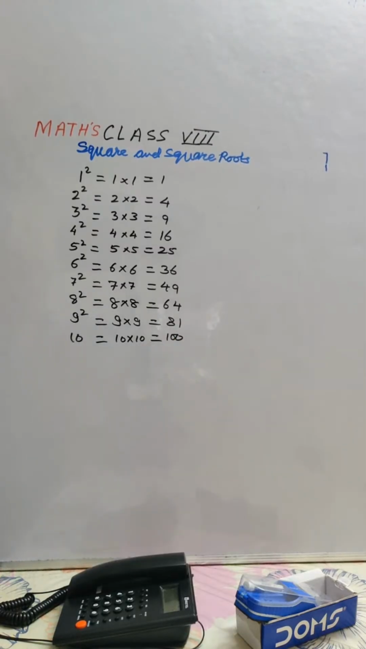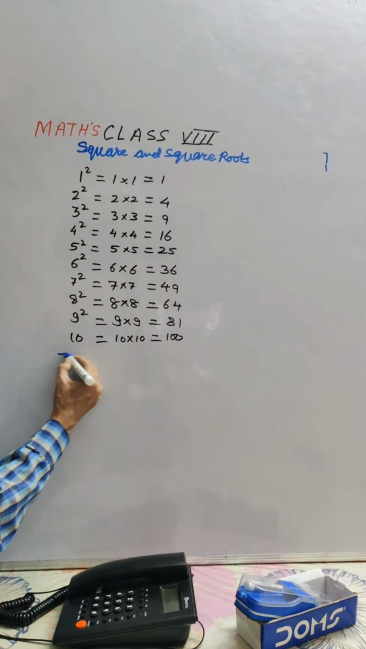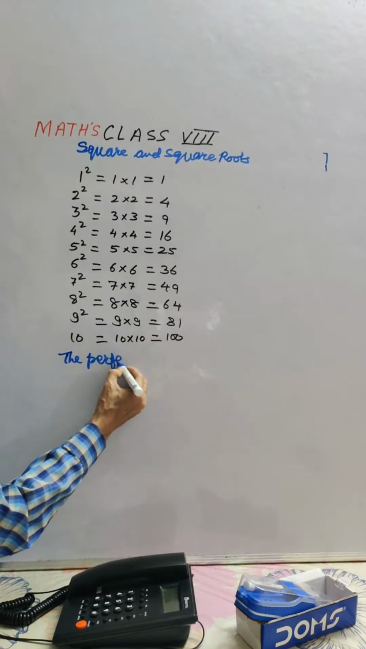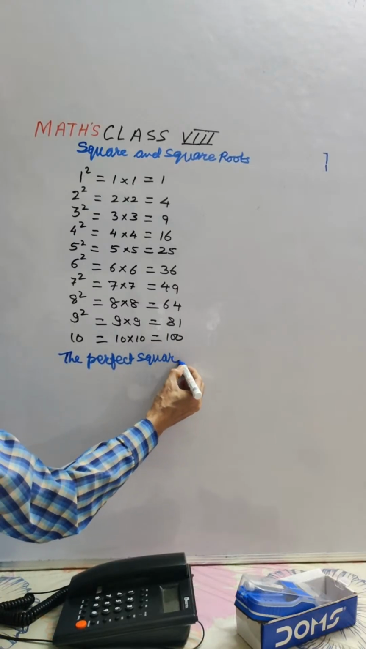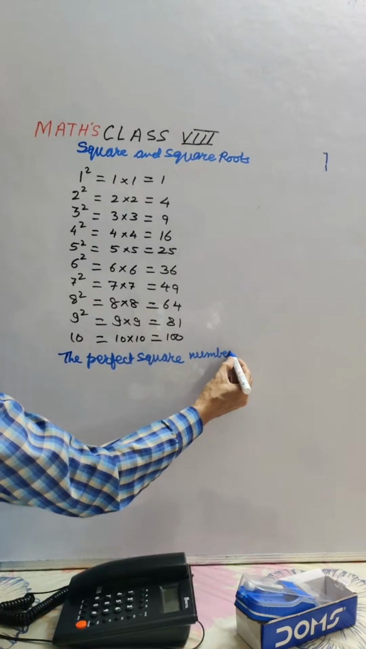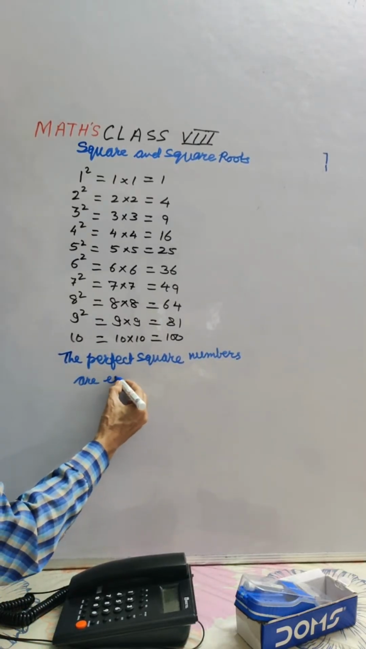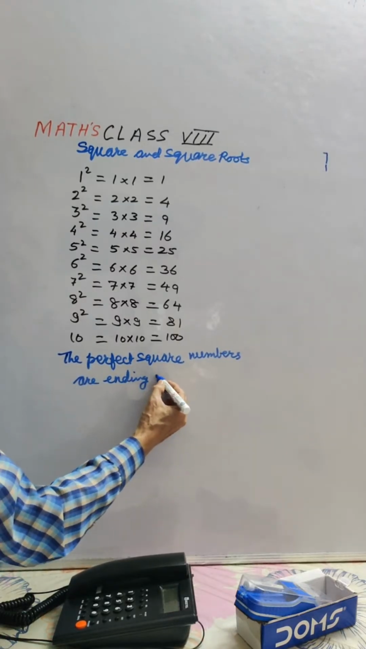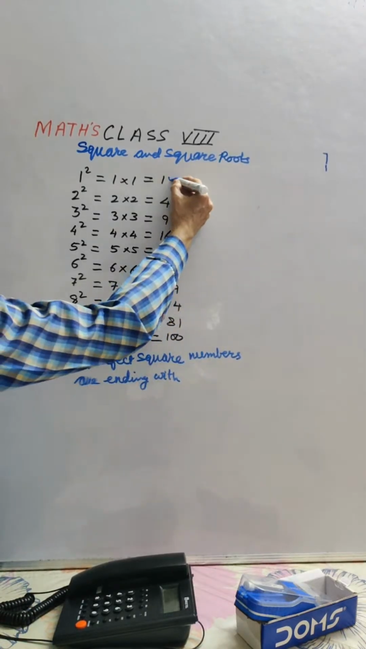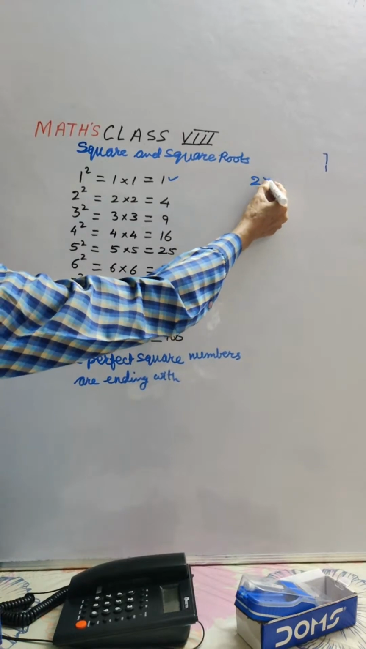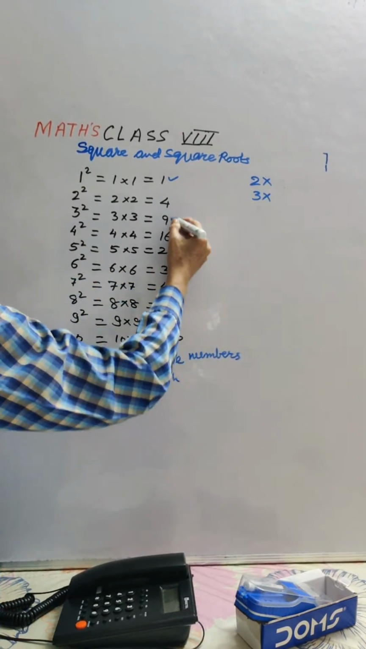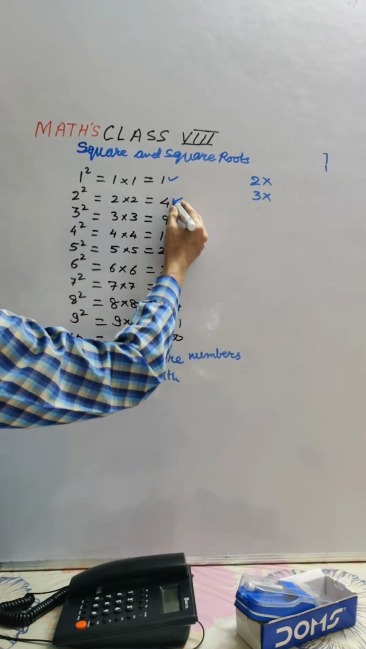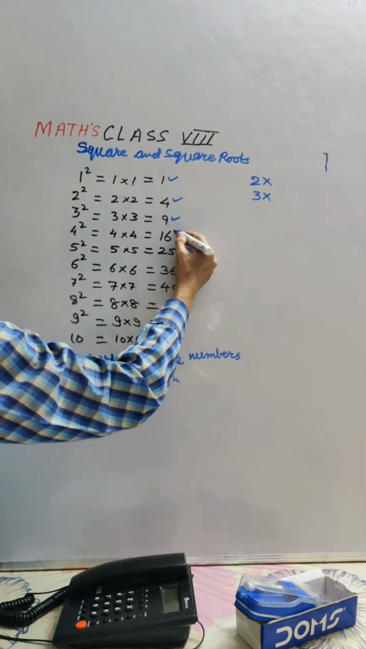So we see that the perfect square numbers are ending with 1. 2 is not here. 3 is not here. 4, 9, 1, 4, then 5 is, then 6 is.